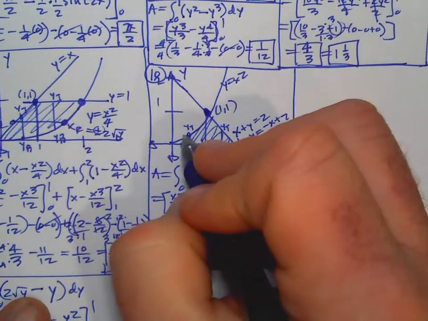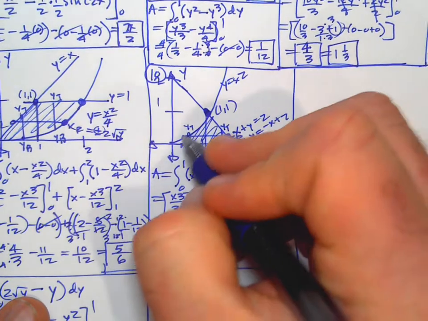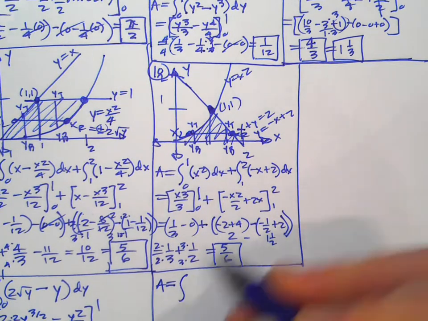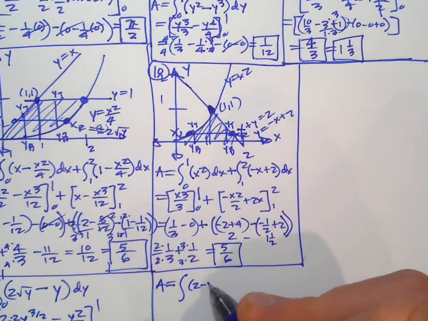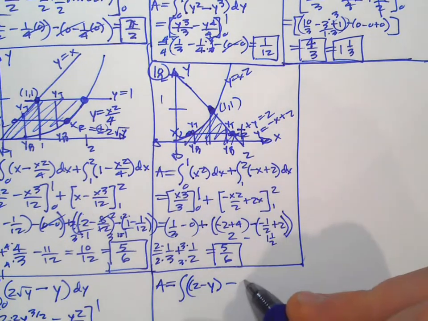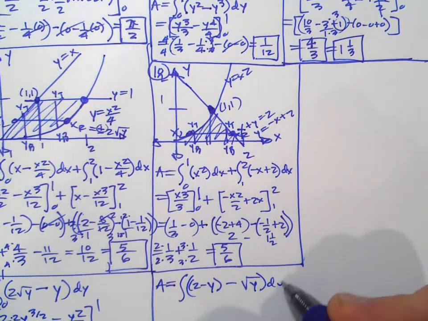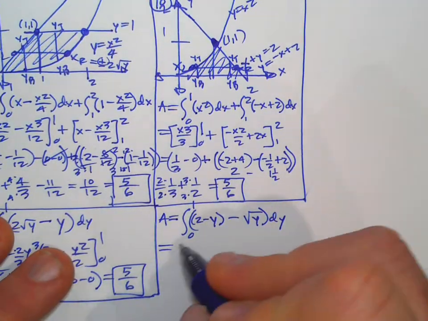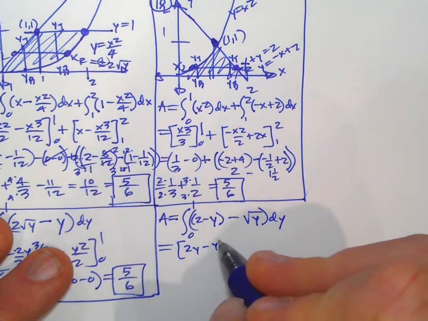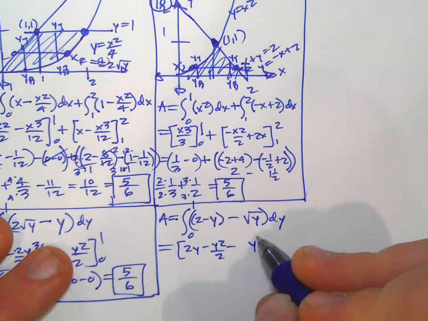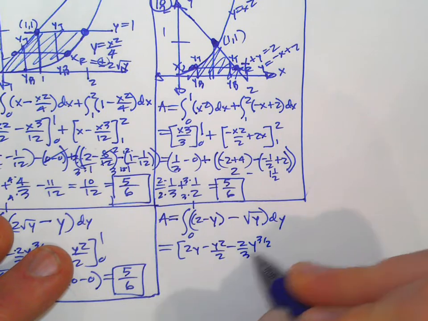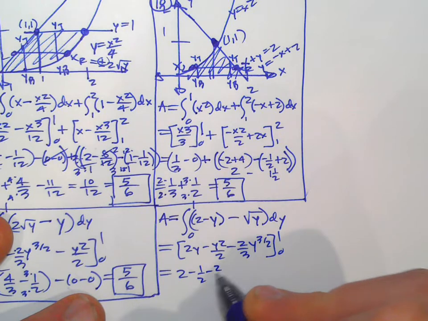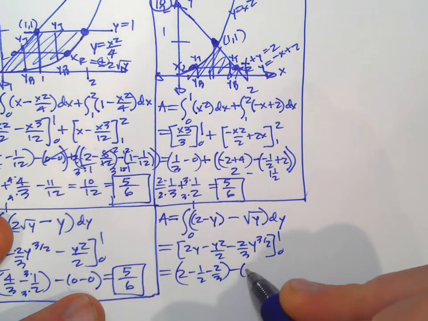Now with horizontal slices, it would just be one set of slices, x right minus x left. x right would be 2 minus y, and x left would be the square root of y, and you would integrate from 0 to 1. So just one integral. The antiderivative is going to be 2y minus y squared over 2 minus y to the 3/2 divided by the new exponent, from 0 to 1. So you get 2 minus 1/2 minus 2/3 minus 0 minus 0 minus 0.